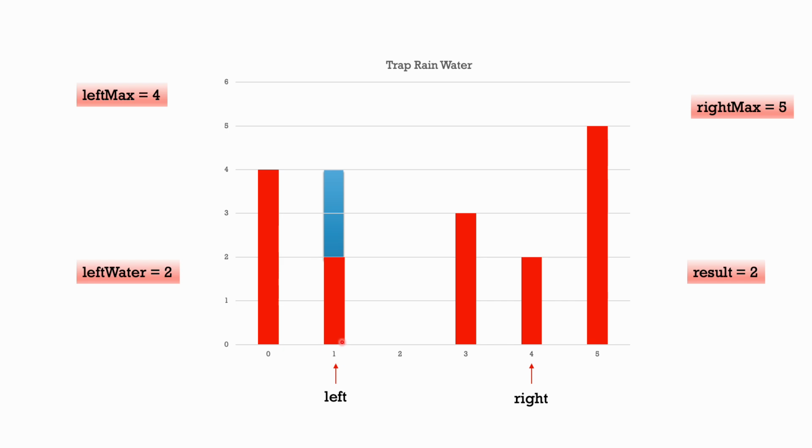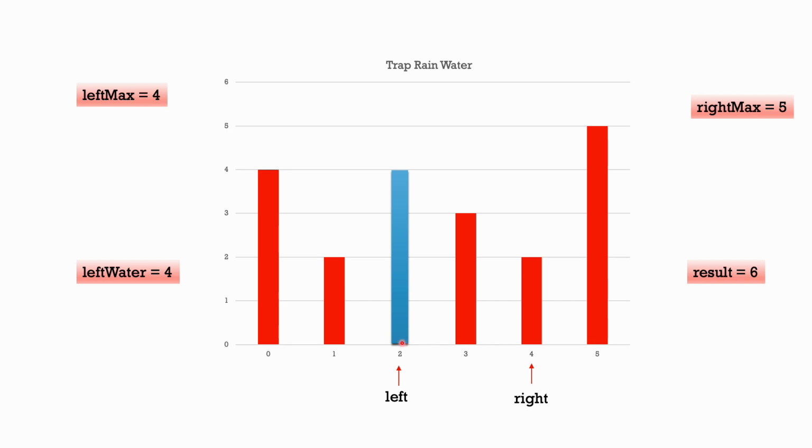Since we have calculated the water that can be stored at index 1, we will increment the left pointer. Now the height at index 2 is 0, and our left max is still less than right max. So we calculate the water that can be trapped at this index, and of course only if it's greater than 0 will we add it to our result.